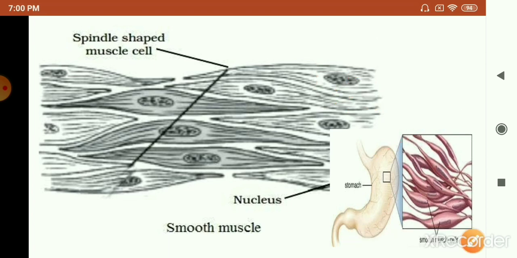Not just the iris, your esophagus too. When you swallow food, you find that the food moves down through the esophagus and reaches the stomach. And further, it moves down through the alimentary canal by a type of movement which is called peristalsis.